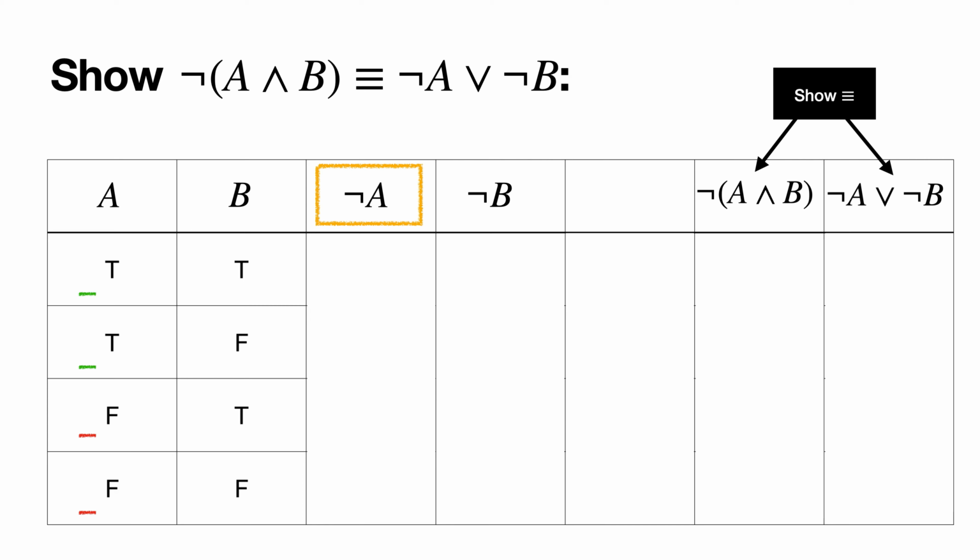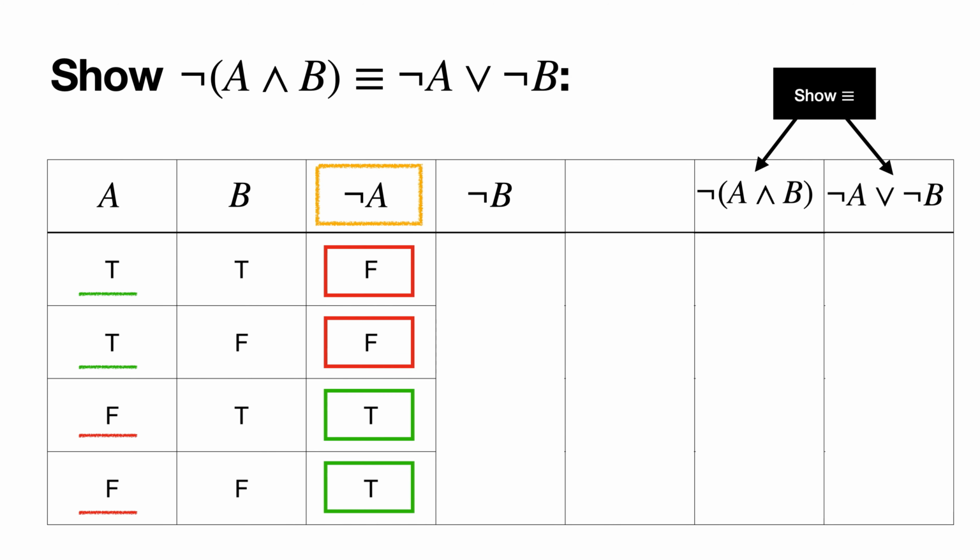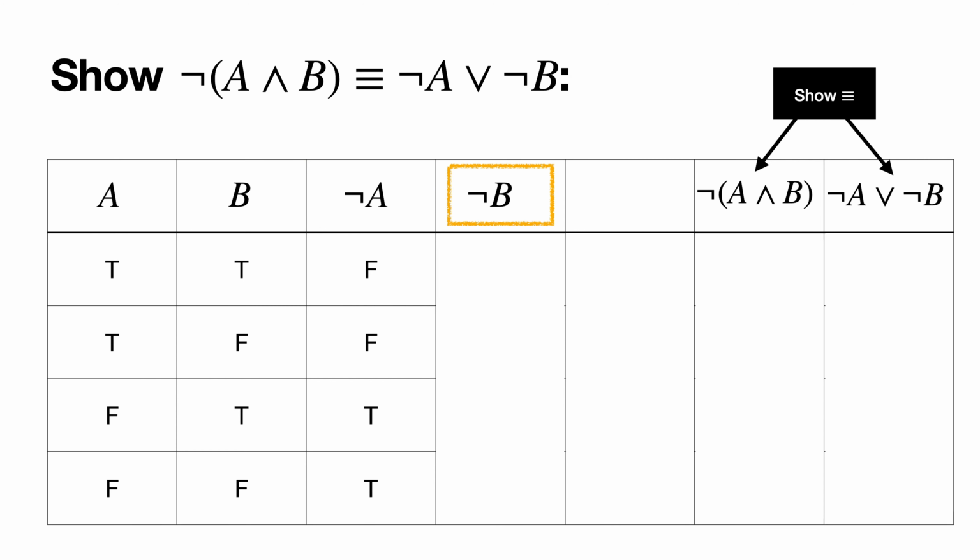So for not A, once again, we're going to take our values of A and simply flip them like so. When A is true, not A is false, and when A is false, not A is true. And likewise with not B, we're going to take B and flip it. So when B is true, not B is false. And when B is false, not B is true.